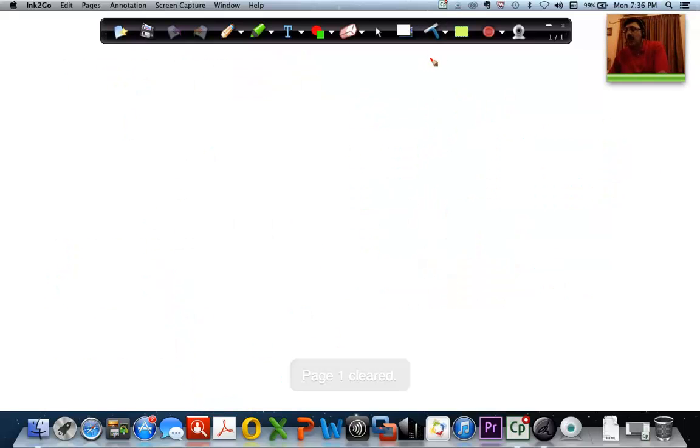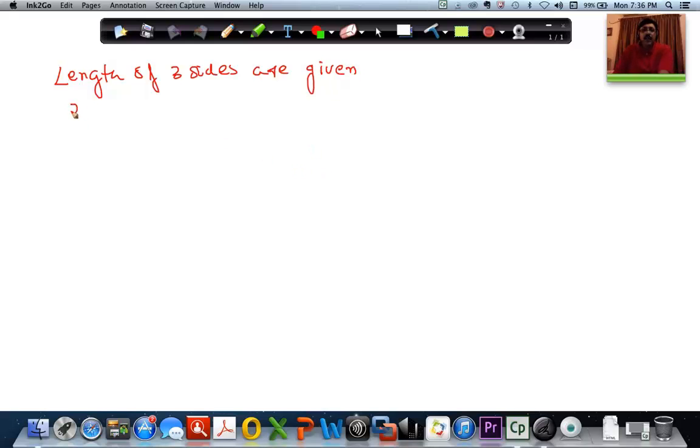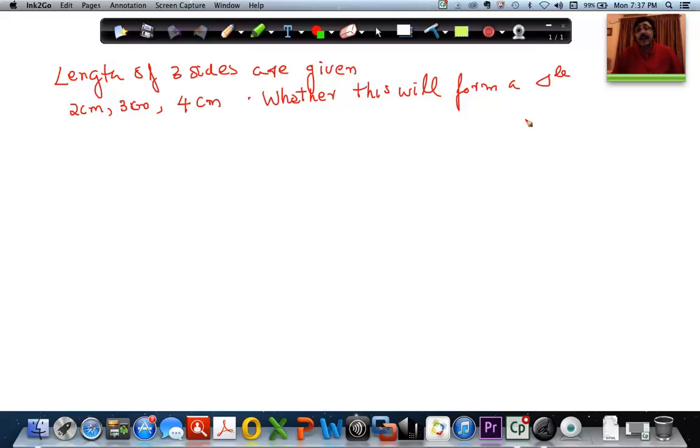All right. Now let us look at this particular problem. The lengths of three sides are given, and they are 2 centimeter, 3 centimeter, and 4 centimeter. What is asked is whether this will form a triangle. Of course, if it has to form a triangle, it has to satisfy the sum rule.